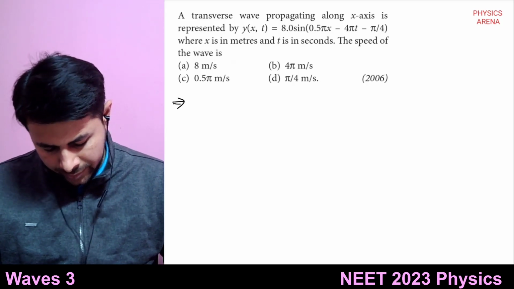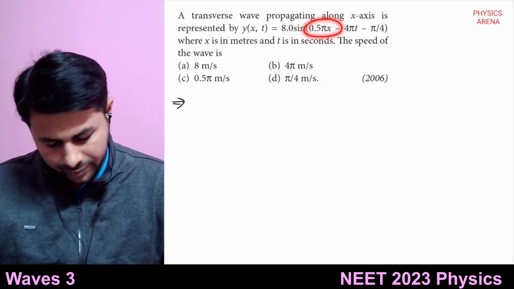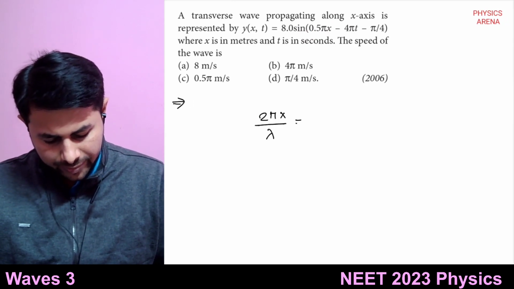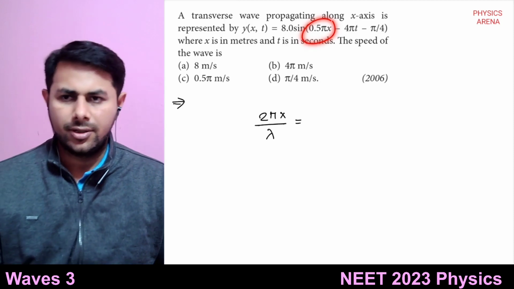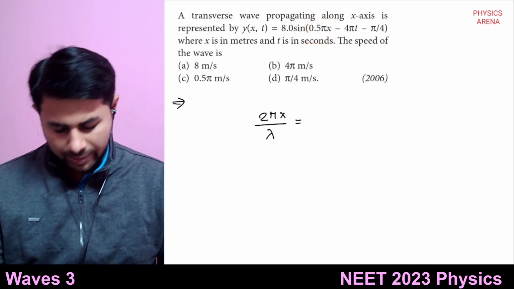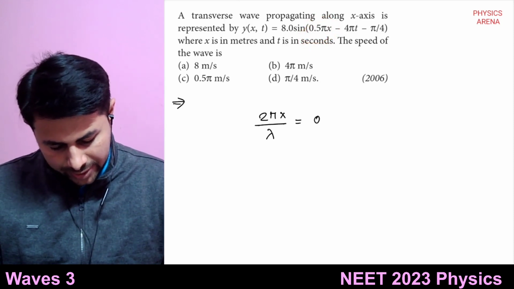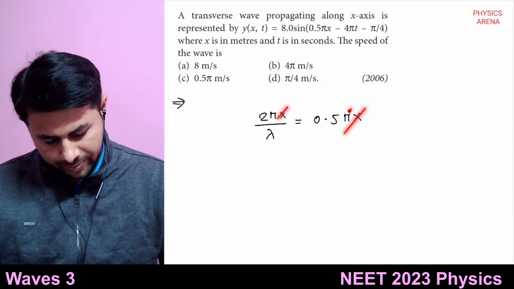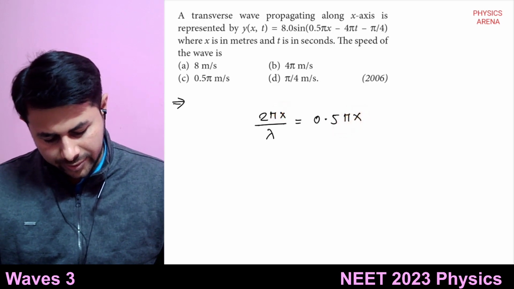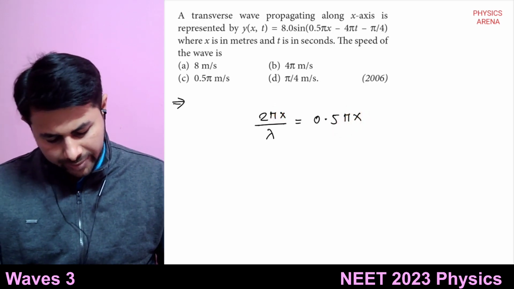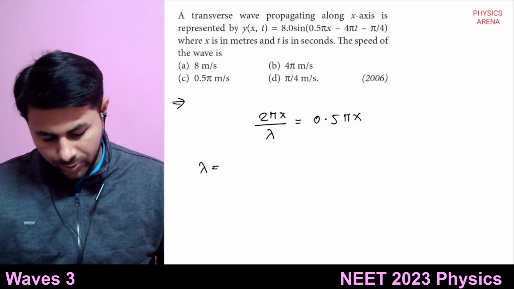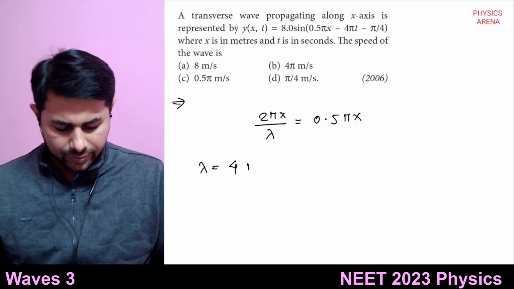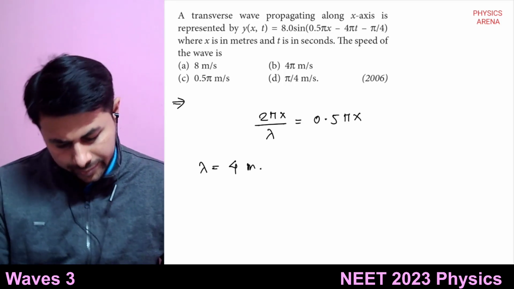So we can say 2 pi x upon lambda equates to 0.5 pi x. x gets cancelled, pi and pi get cancelled, so lambda is equal to 2 divided by 0.5, that is lambda is equal to 4 meters, right?